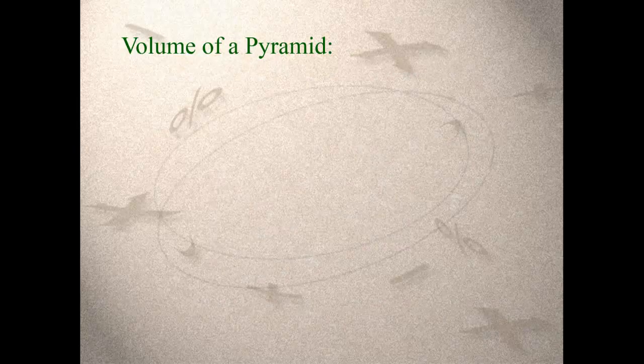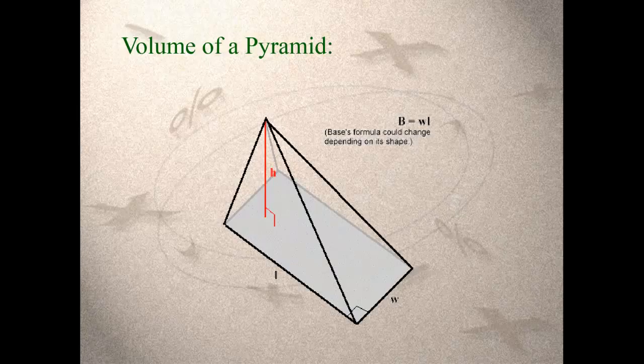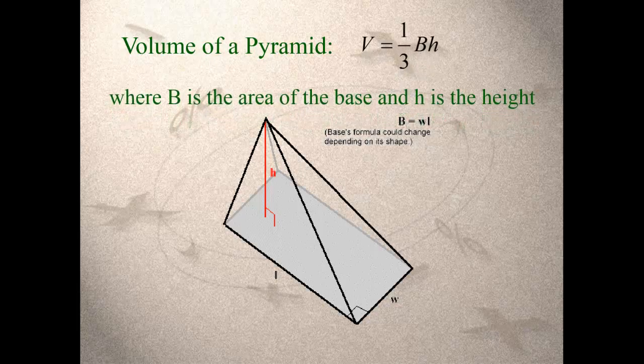So we're going to look at the first one, volume of a pyramid. To find the volume, we will look at the width and the length here. The base's formula could change depending on its shape. So the volume of a pyramid, V is equal to 1/3 base times the height, where B is the area of the base and H is the height.